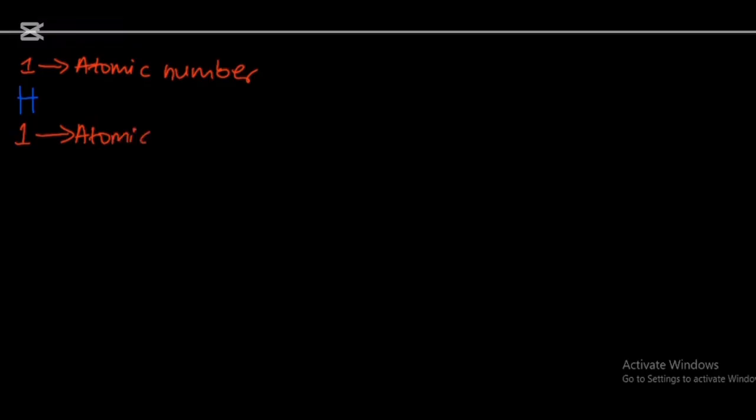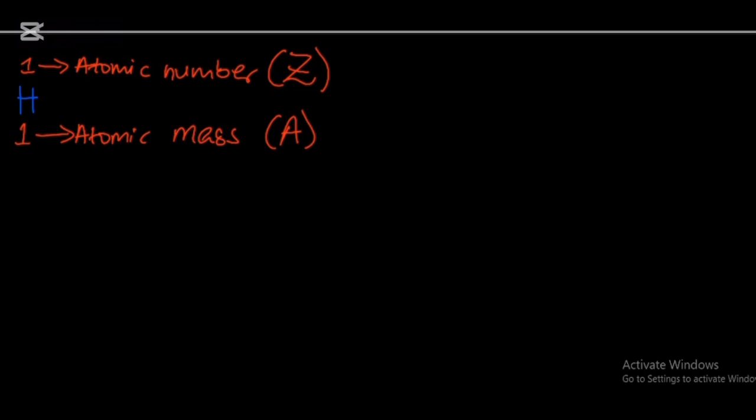So we are going to represent the atomic number by the letter Z. And then we are going to represent the atomic mass by the letter A. I want you to make sure that you get this point. The atomic number is represented by the letter Z, and the atomic mass is represented by the letter A, right?